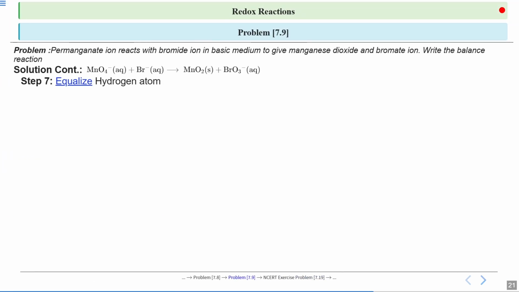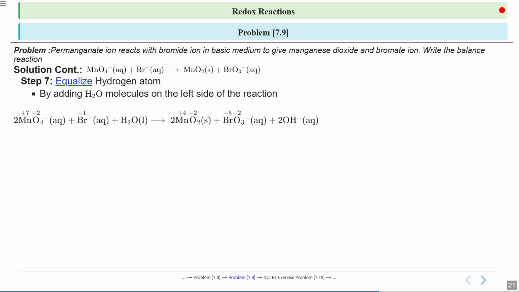Therefore, in the final step, we will equalize these hydrogen atoms. And these can only be equalized when we add the hydrogen onto the left side of the reaction. So what would happen? We will write the equation as 2MnO4 negative plus Br negative plus H2O gives 2MnO2 plus BrO3 negative plus 2OH negative.